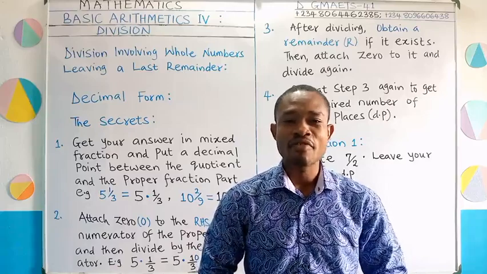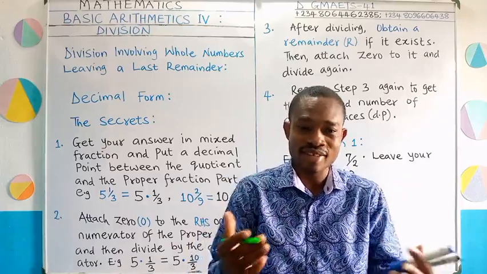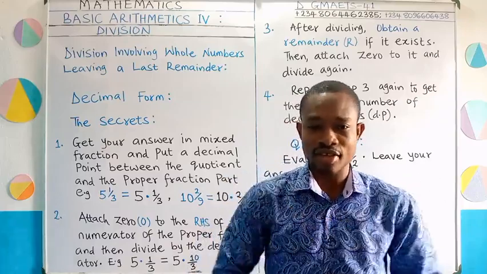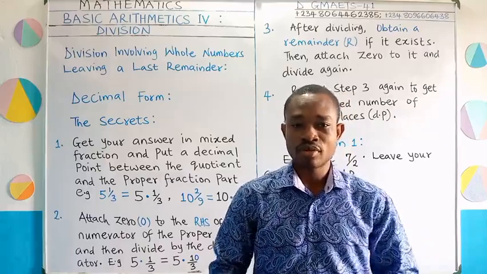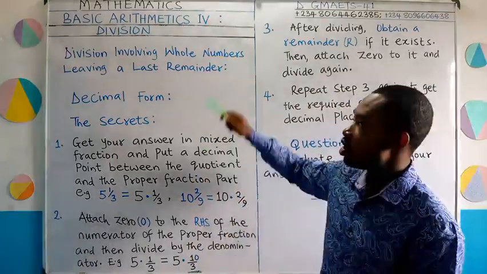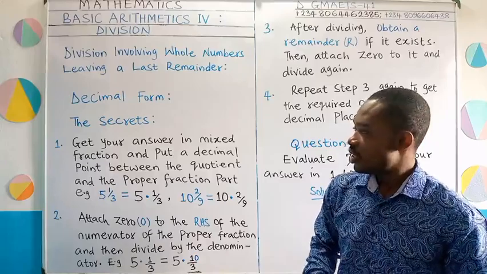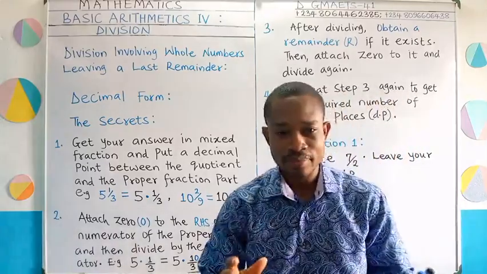On the board here I have 4 major steps as secrets, yes, because these are the steps you need to take. They are guidelines that will carry you through as you try to solve questions on this part of division where you write your answer in decimal form. Now let's go through these 4 points.